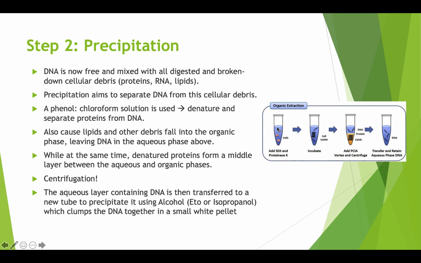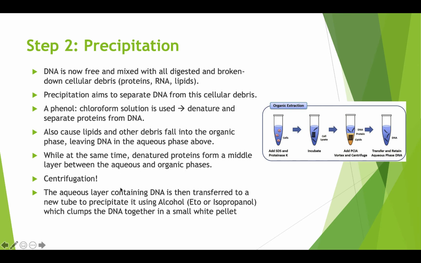So you broke up your cells. You have the cell lysate. You add the phenol chloroform. You might centrifuge or incubate, and then leave it, and it will separate into two phases. You will have an aqueous phase on top and an organic phase on the bottom. All the debris goes down to the bottom, and all the DNA will remain dissolved in the water in the aqueous phase. Denatured proteins form a middle layer.